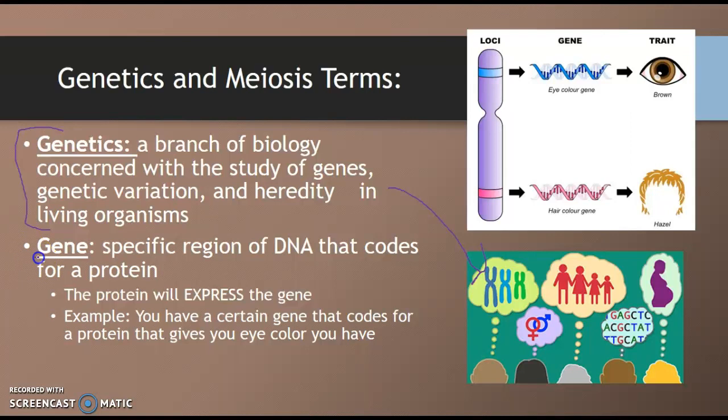And then a gene is a specific region of DNA that codes for a protein. So if we look here, this is the gene for eye color. It's on a very certain part of that chromosome, a very certain region of the DNA. And you will express that gene through a protein or a trait. So for example, this specific region of DNA is going to code for the brown eye color.